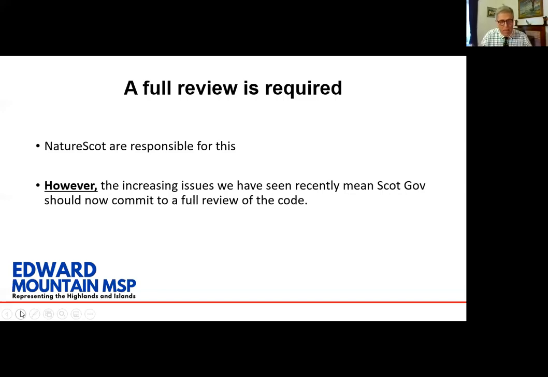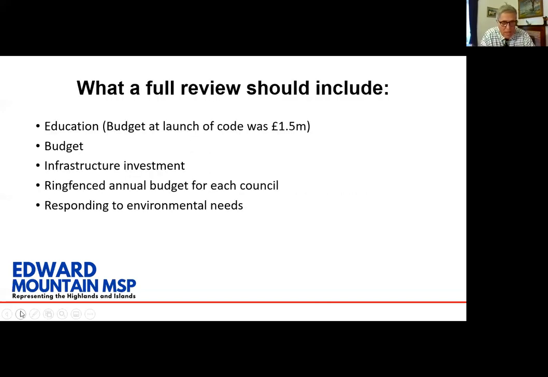However, it's my opinion that because of the increased outdoor access that's going on, the Scottish Government really must commit to a complete review of the code. Now, some of the things that I would like to see included within that code: first of all, not on this slide, but I think it's really important that we should have it in the school curriculum. I think children should be taught the Scottish Outdoor Access Code at school.